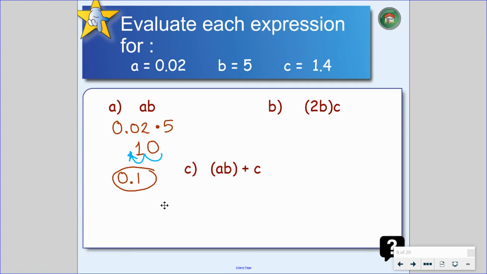So that's why it would be the same as a dime. Off to example B, 2 times B times C. We can substitute those numbers in. Grouping symbols tells us 2 sets of 5 is 10. Now what about 10 sets of 1 and 4 tenths?